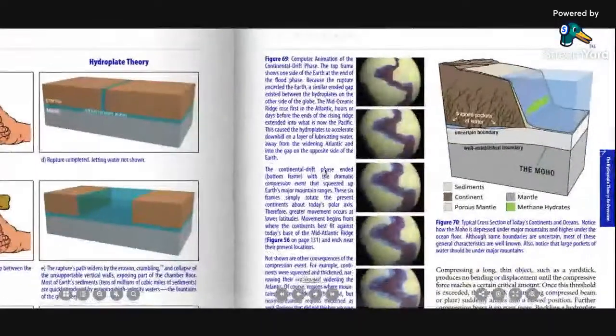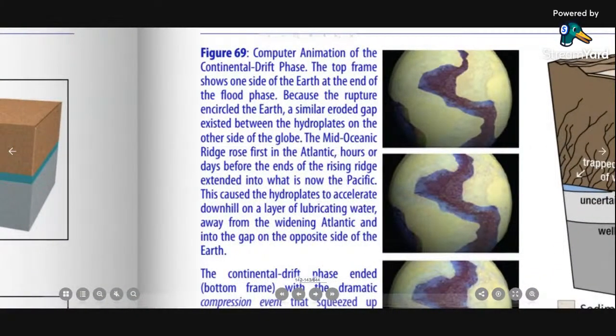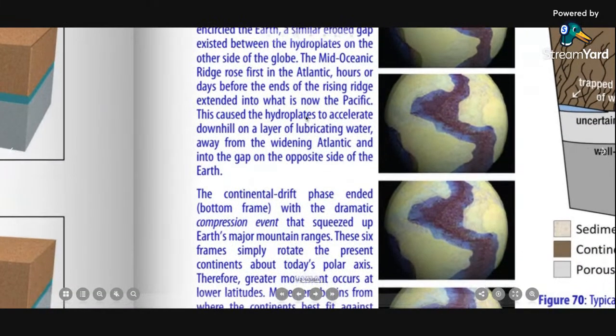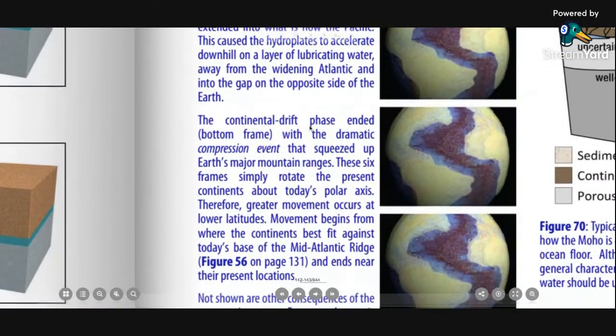Figure 69, computer animation of the continental drift phase. The top frame shows one side of the Earth at the end of the flood phase. Because the rupture encircled the Earth, a similar eroded gap existed between the hydroplates on the other side of the globe. The mid-oceanic ridge rose first in the Atlantic, hours or days before the ends of the rising ridge extended into what is now the Pacific. This caused the hydroplates to accelerate downhill on a layer of lubricating water away from the widening Atlantic and into the gap on the opposite side of the Earth. The continental drift phase ended, bottom frame.